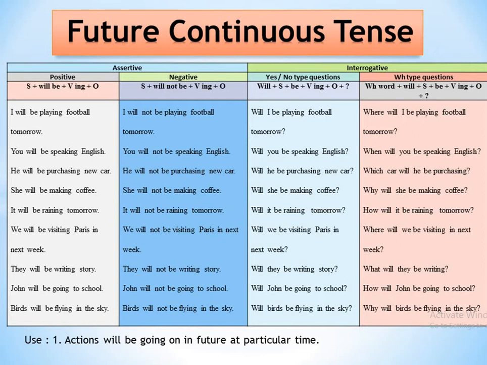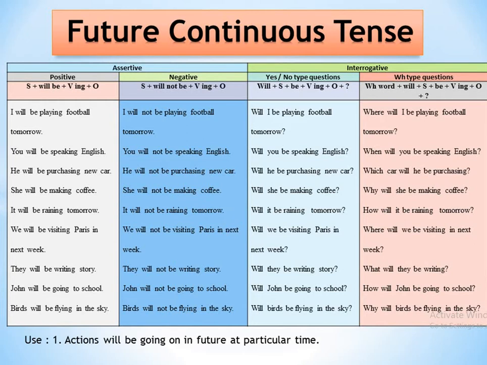But sometimes we frame the questions by WH type. For example, WH means the word starting with WH, that is why, where, when, how. So with these words also we frame interrogative sentences, and in that case we use these words, then will, then subject, then be plus ing form of the verb and the object along with the question mark. So here are certain examples following this formula and syntax which you will be able to understand.